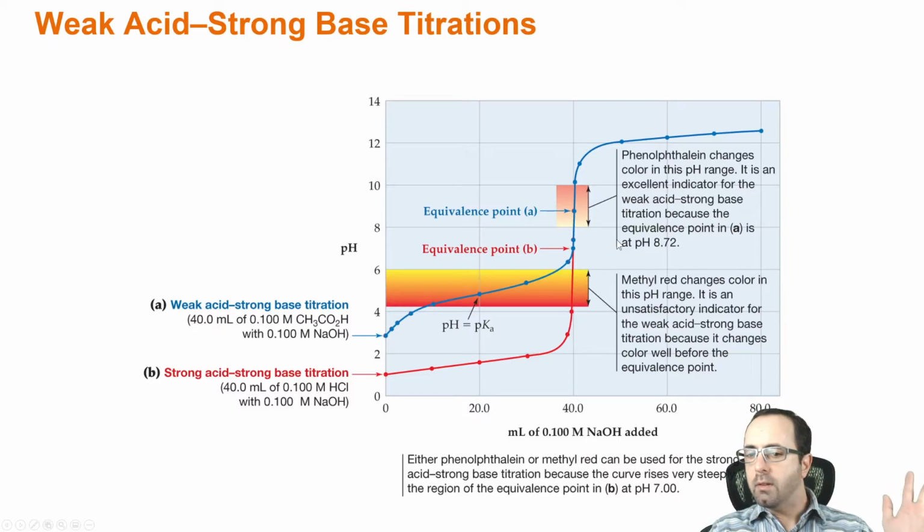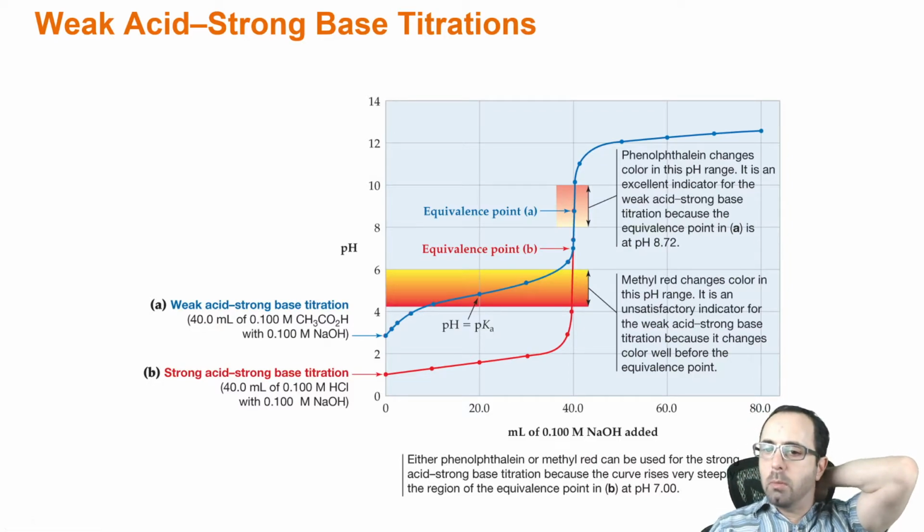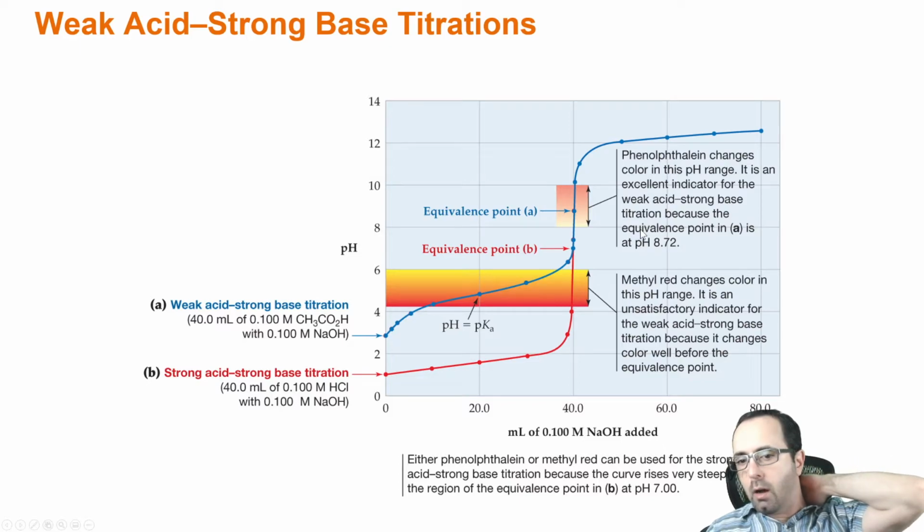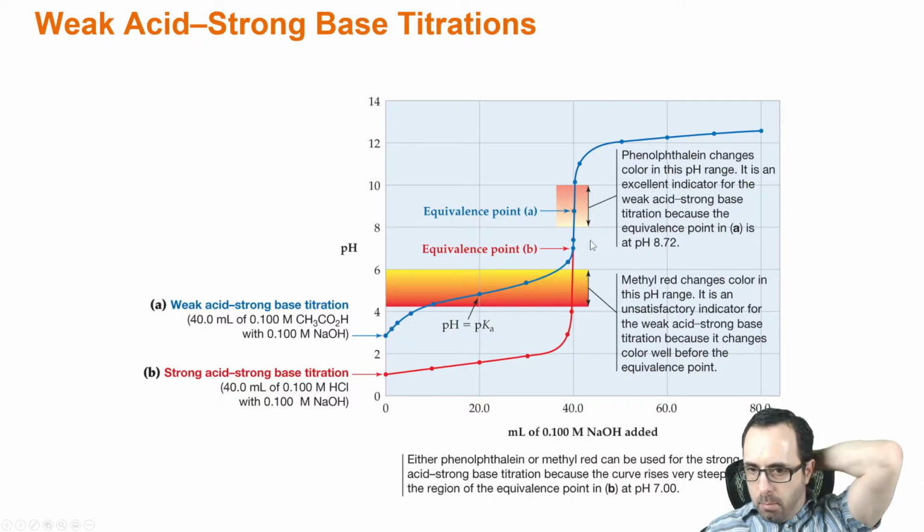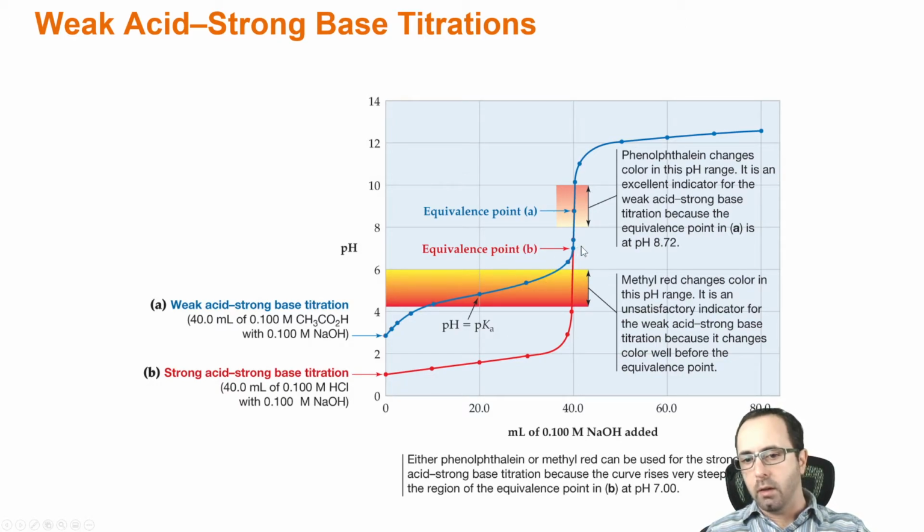And phenolphthalein was a fine indicator for this titration because it changed color during the region where the pH was rapidly rising. Now, it's fine for both of these. For the strong acid, strong base titration, perhaps an indicator that changes color around pH 7 might be slightly better. But as long as it changes color in the region where the pH is rapidly rising, it's a fine indicator for that reaction.